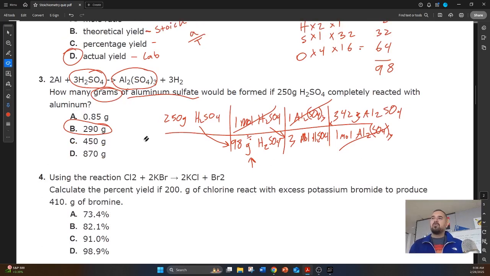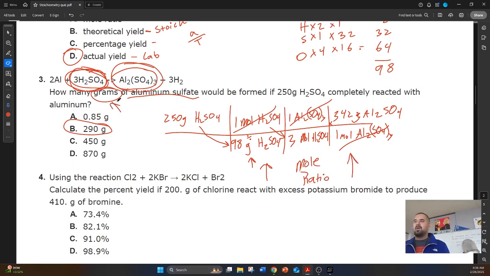So that comes from our mole ratio. You see how here, for every 3 of these, we produce 1 of these. So it's a 3-to-1 ratio. Our first step is to convert to moles. After we convert to moles, we always plug in our mole ratio. And then our last step is to plug in the desired unit. Here we needed grams, so we had to convert back to grams. All right, next question, let's go.